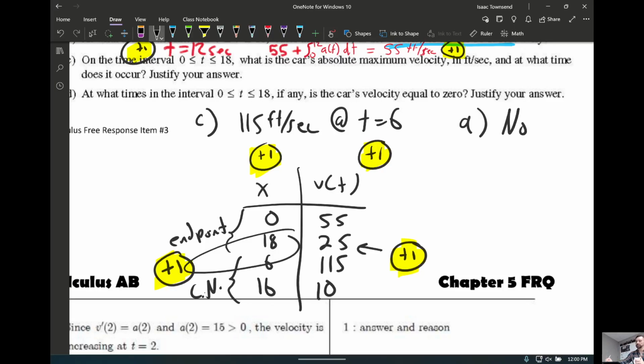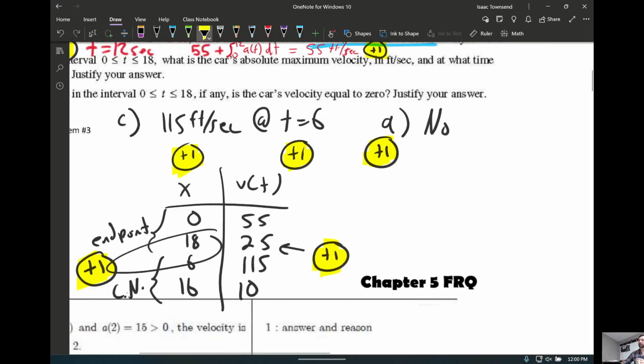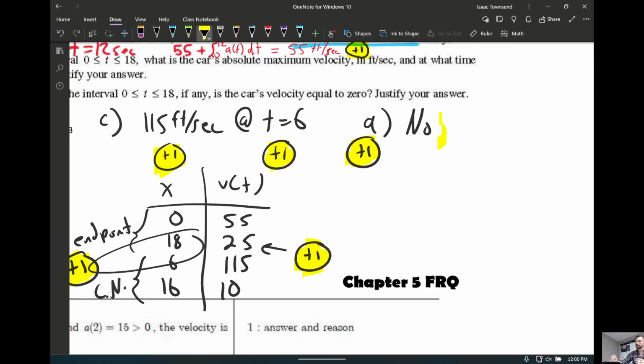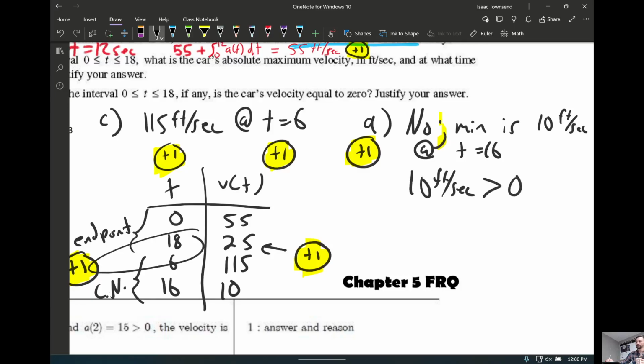Okay, so super easy to get the first point. I guess unless you just miscalculated something, 1 point if you can see that it's no. And then your justification, again, I would probably say something like the min was 10 feet per second at t equals 16. I guess this should be a t too. And 10 feet per second is bigger than 0 feet per second.